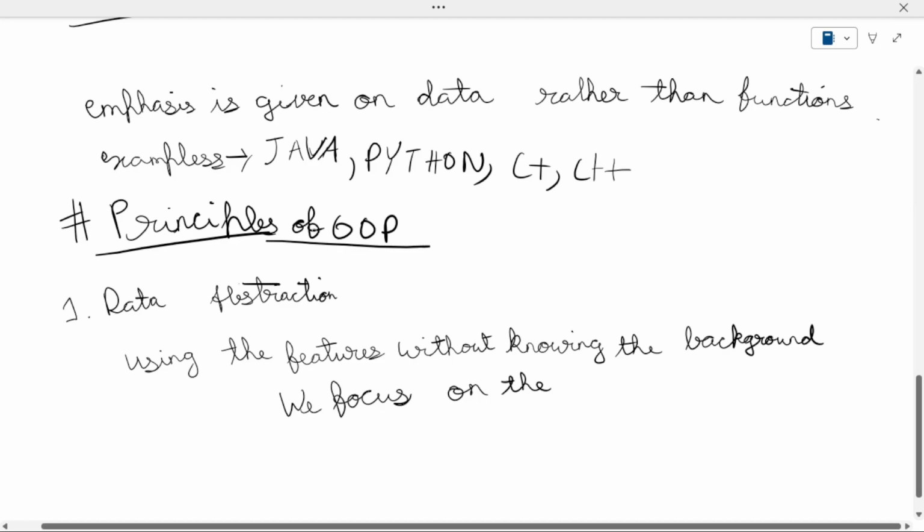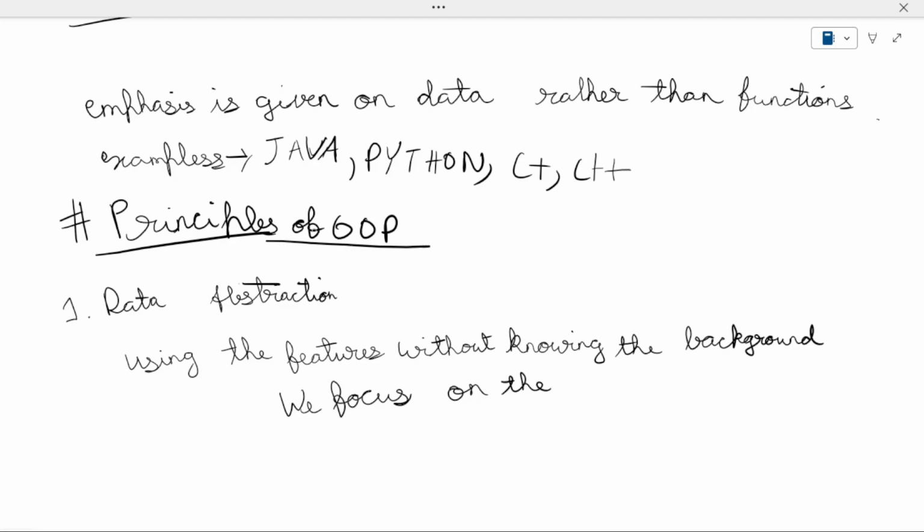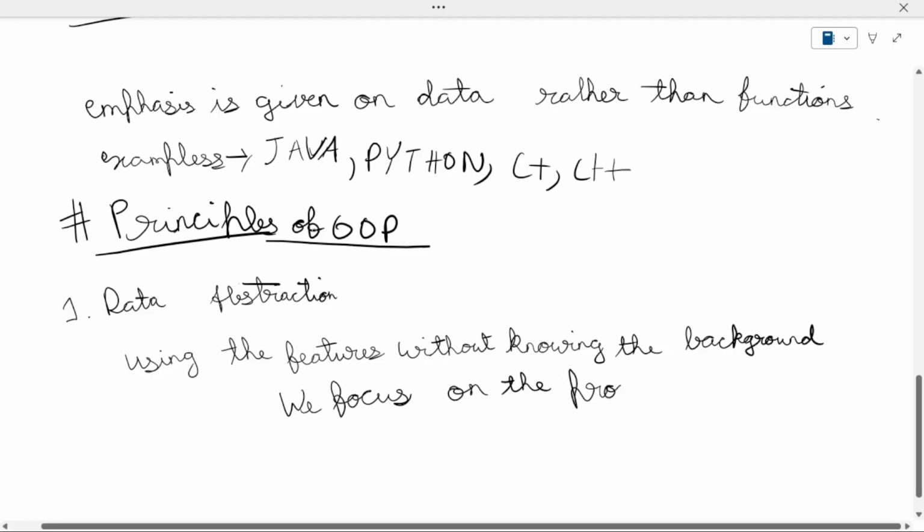How Lay's is made, we all like eating Lay's. So how the Lay's is made, how the potato is processed, how the spices are mixed, how it is fried, whether it is healthy or unhealthy, we do not care. We care only about the taste. We focus on the product. This is what data abstraction is all about.